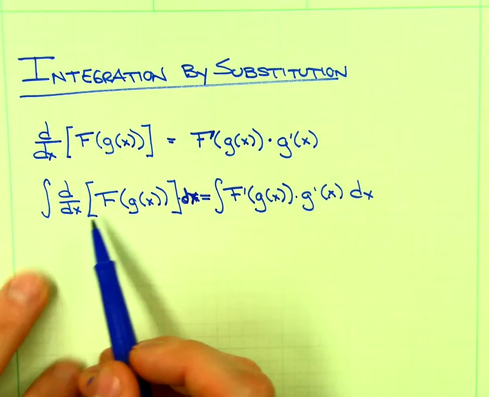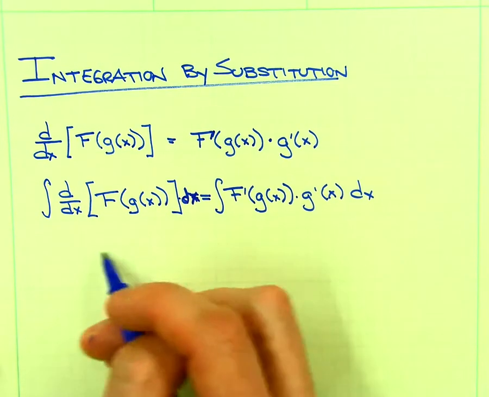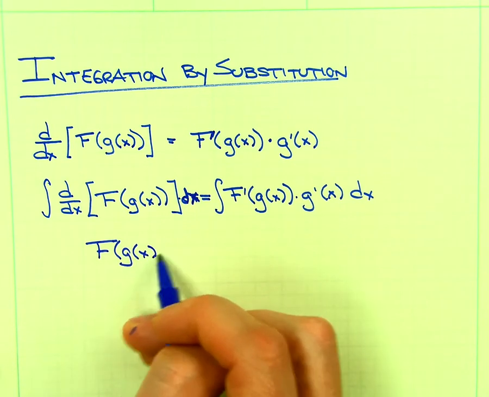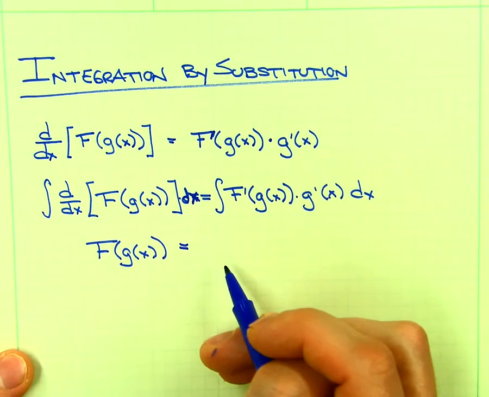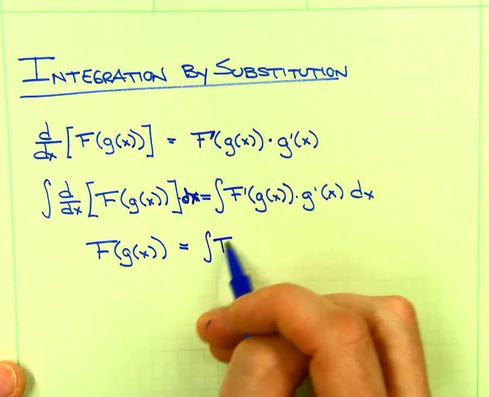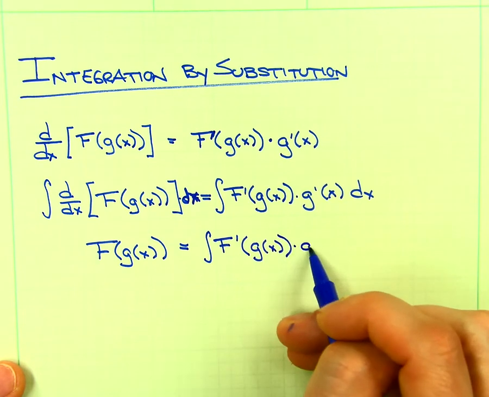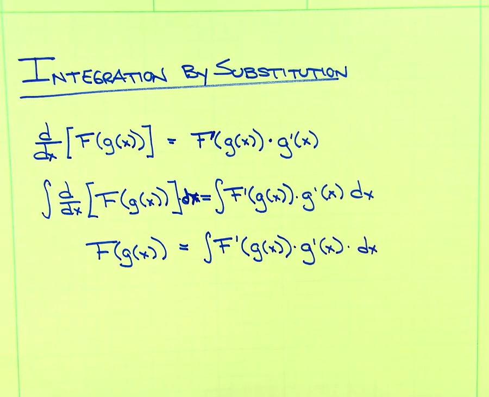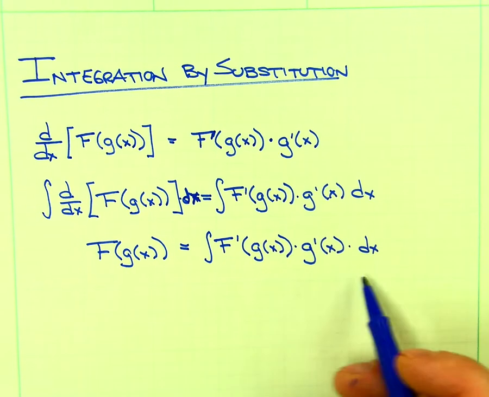Okay, so if I take the antiderivative of a derivative, they effectively cancel each other out. With a little bit of hand waving, it's pretty safe to say that f of g of x, right? So both of these calculus steps go away. And I'm just left with f of g of x is going to be equal to this whole thing, the integral of f prime g of x times g prime of x dx. So this is basically the theorem that we're dealing with today.